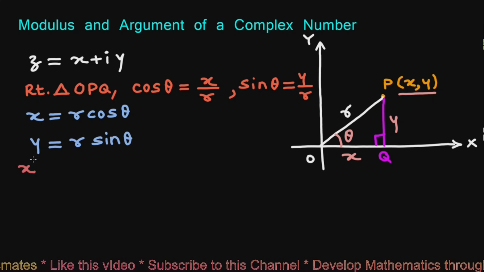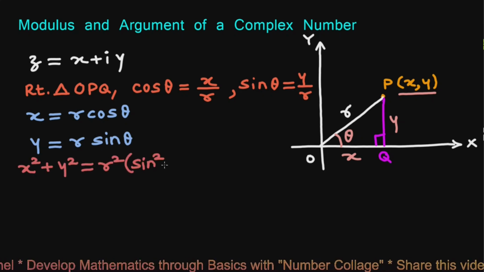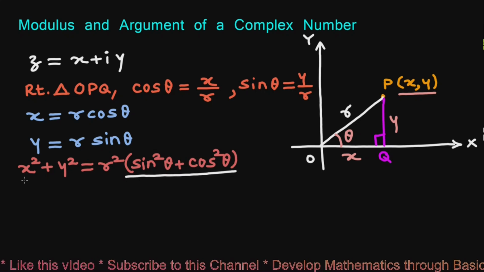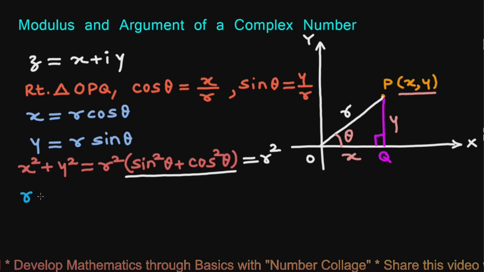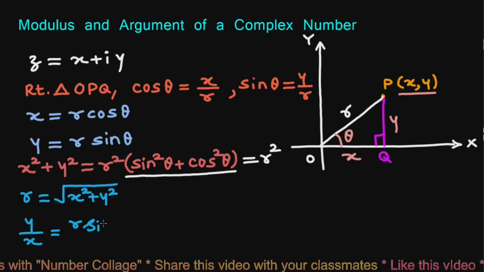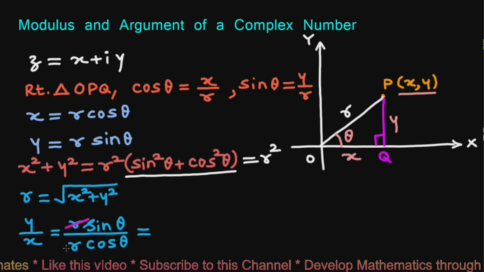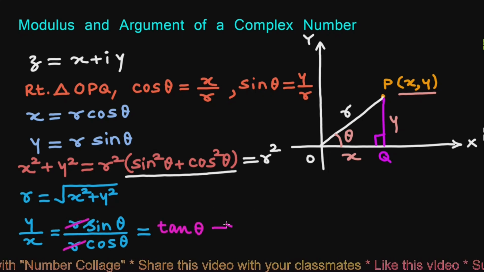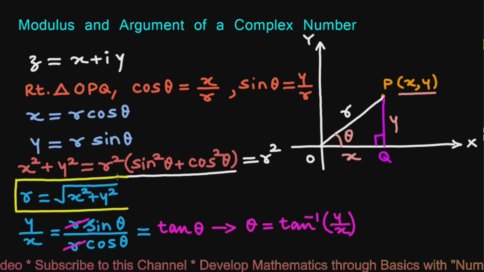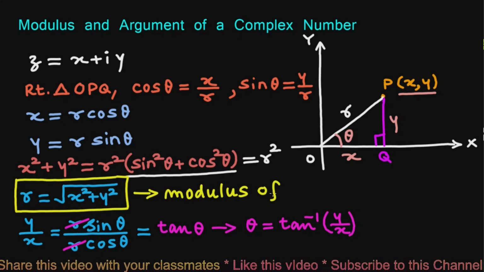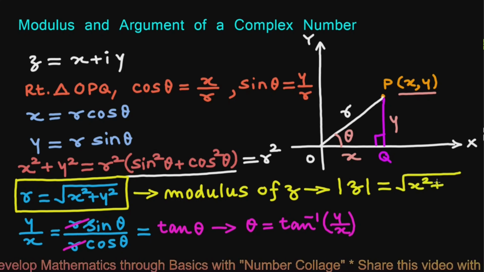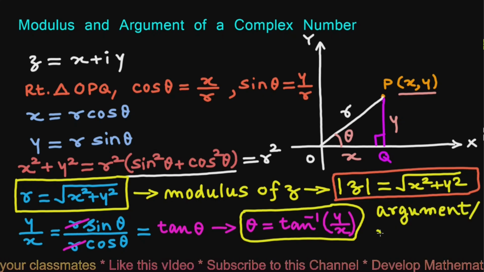sin theta. Now x square plus y square will be r square into sin square theta plus cos square theta, and since sin square theta plus cos square theta is 1, x square plus y square will be r square. That implies r equals square root of x square plus y square. Further, y upon x is r sin theta upon r cos theta, which, after cancelling this r, will become tan theta. That will give theta equals tan inverse y by x. Here r equals square root of x square plus y square is called modulus of z, and it is denoted by mod z. So mod z will be square root of x square plus y square, and this theta is called argument or amplitude of z.